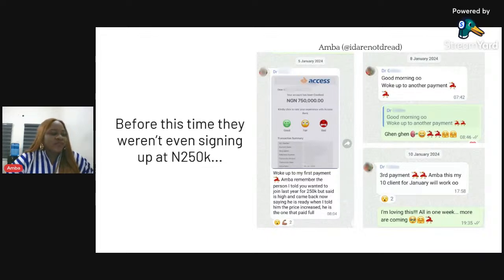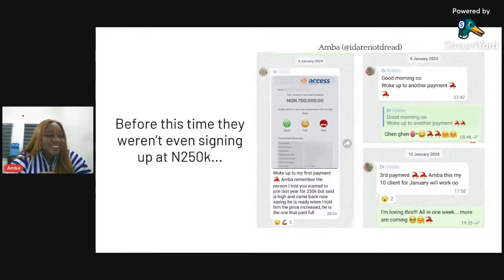Oh yeah, let's do what we have to do. And we started doing these things I'm telling you. We started tweaking, channeling demand, putting her in demand, an irresistible offer. Next thing, she comes and puts a screenshot of her first payment. Woke up to my first payment. Amber, remember the person I told you wanted to join last year for 250K, but said it was too high? He came back now saying he is ready. When I told him the price has increased, he is the one that just paid in full. See? This is somebody who could not pay at 250K, but at 750K he paid.